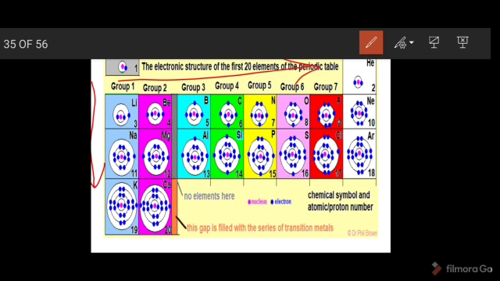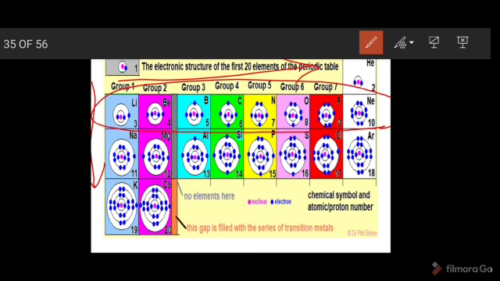So, in any group, when you move from top to bottom, metallic character increases, the tendency to lose electrons increases. When you move from left to right in any period, for example the second period elements, metallic character decreases. Why? Electrons are being added to the same shell and the effective nuclear charge also increases, so it will be very difficult to remove an electron from its outermost shell.